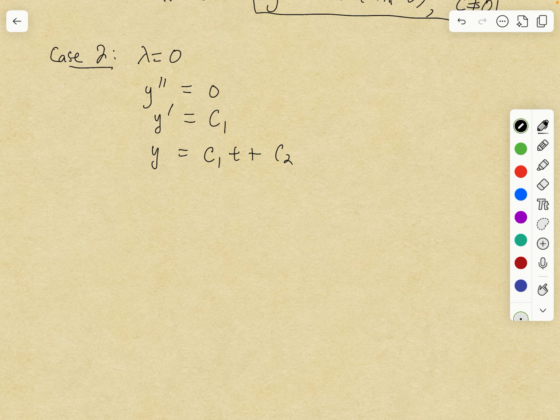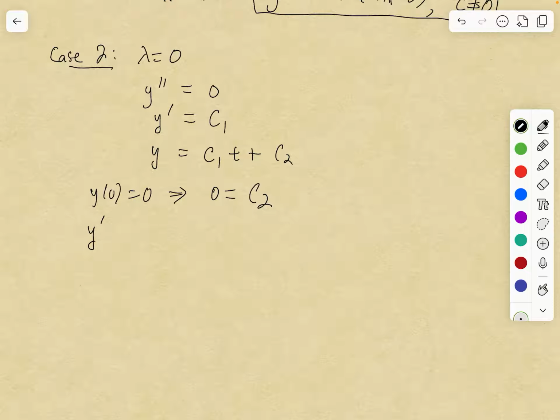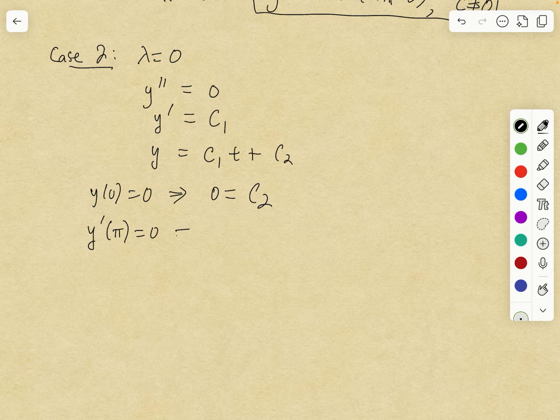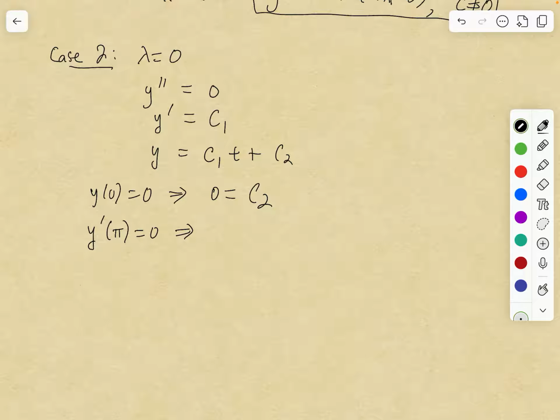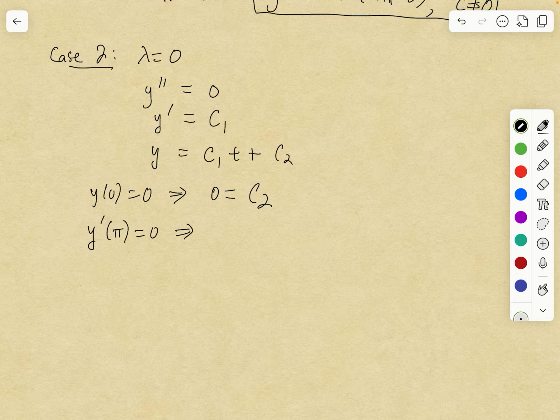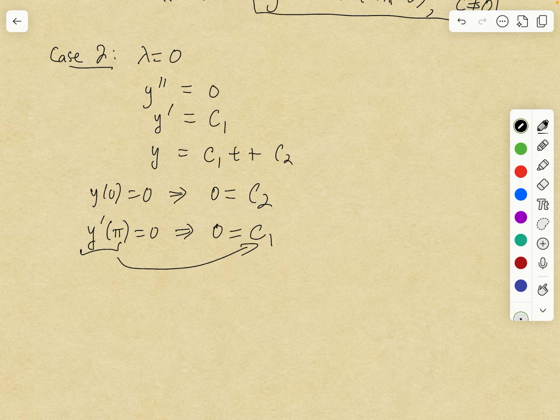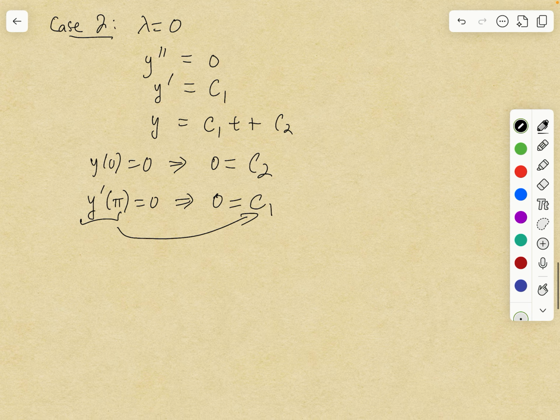Now we plug in the initial values. So y of 0 equals 0 tells you, well, you get 0 equals C1 times 0 plus C2. So C2 is 0. Okay, what does the condition that y prime of pi equals 0 tell us? Well, y prime is just the constant function C1. So when you plug in pi into the constant function C1, you just get C1. So you get 0 equals C1, right? Are we okay on how we get this? Because y prime of pi, that's C1, and then we're given that is equal to 0. So C1 is equal to 0.